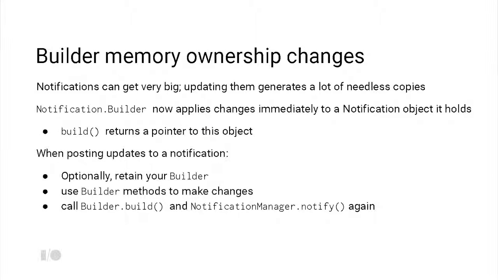The big reason for this is that notifications are huge. They didn't used to be, but now people are adding wearable extenders and car extenders and lots of big bitmaps and things like that. They're big objects, and we didn't want you to have to suffer that in your memory partition every time you constructed a new notification. So when you're using a builder, it is holding on to that prototypical, embryonic notification, and when you call build, you just get a pointer to it.